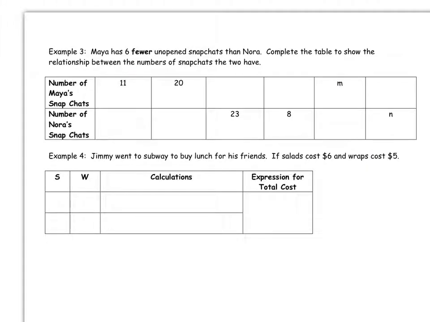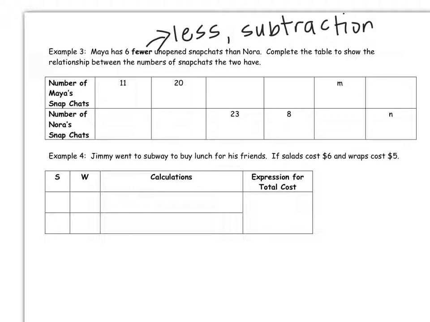All right, so we're continuing with these examples. Example 3, now we're talking about Maya. So this says Maya has 6 fewer unopened Snapchats than Nora. That means Maya has less Snapchats to look at in her phone. So I'm just going to think about the word fewer and what that means. It means less, right? And if you think mathematically what that means, that should make you think about subtraction. If you have something fewer, it means whatever Nora's has, we're going to have to subtract. And then it says complete the table to show the relationship between the number of Snapchats.